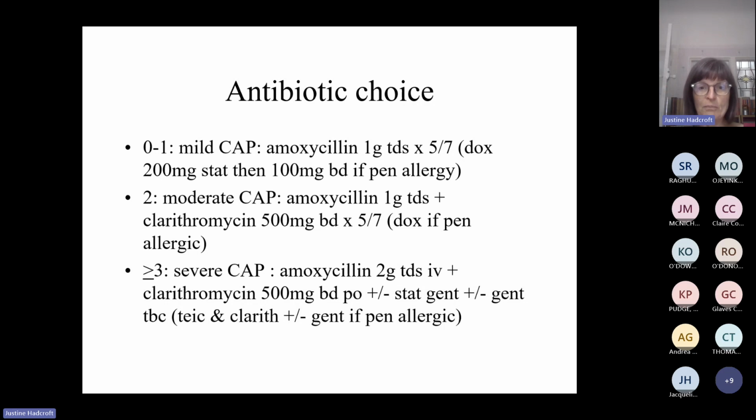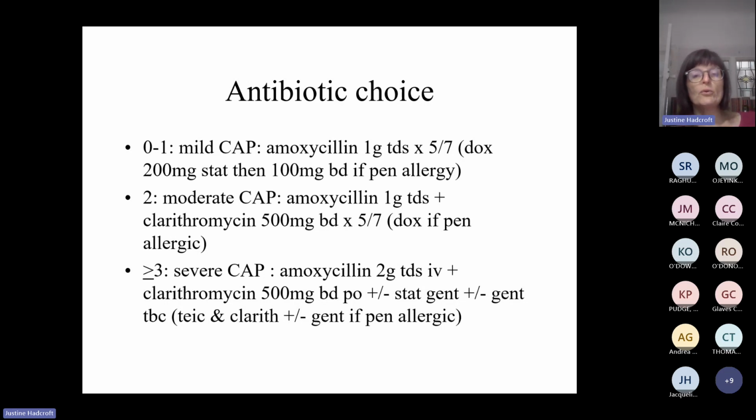They could still be treated with oral antibiotics, but as well as the amoxicillin, they should have clarithromycin added in at a dose of 500 milligrams twice daily. And again, if they're penicillin allergic, they just get doxycycline at the same dose as the CAP, the CURB 0 to 1, as a single agent. Once your CURB 65 is 3 or more, your mortality is above 20% and maybe up to about 45%.